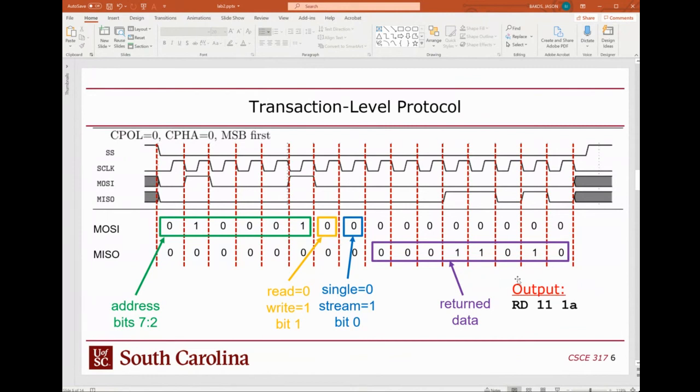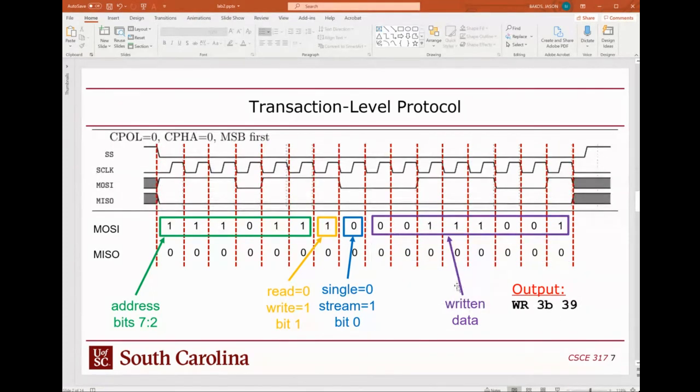Okay, so the expectation for your code is to read this from the trace file and print a very concise output that literally just says RD 111A. So the RD means read, and then the 11 is the address, and the 1A is the data that was read. So this is all your program should print after having read this.